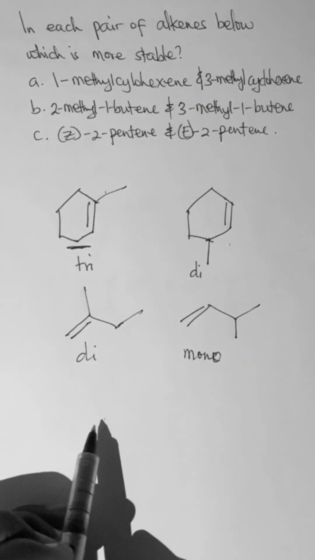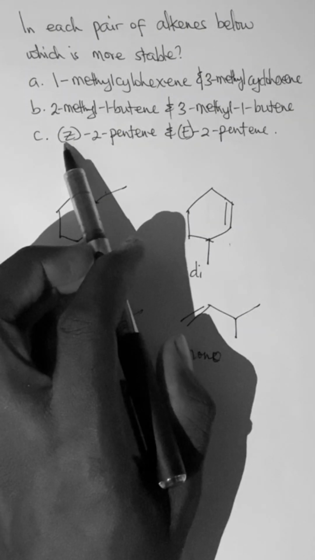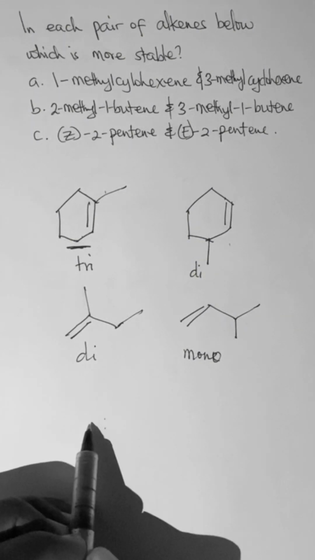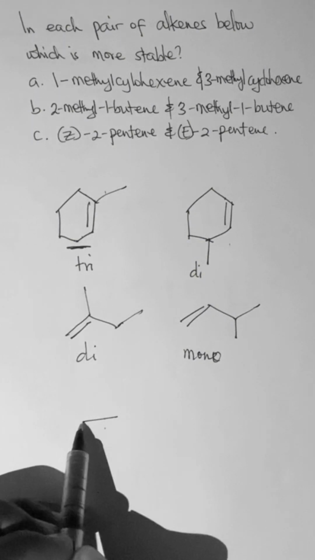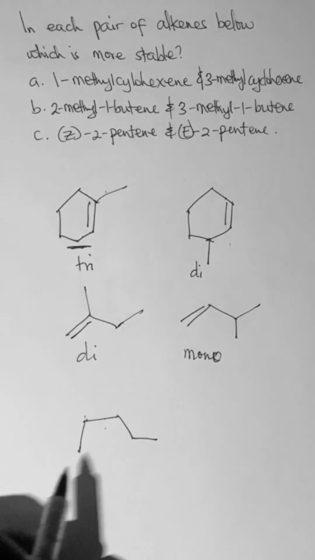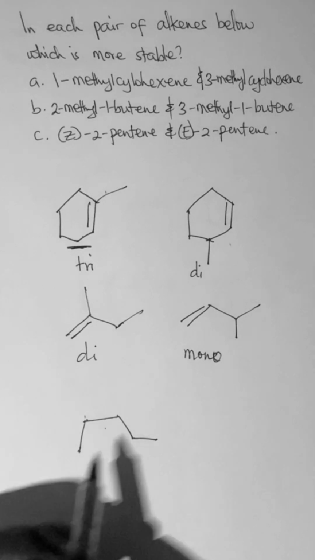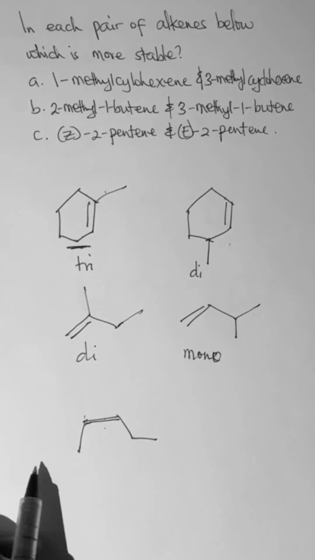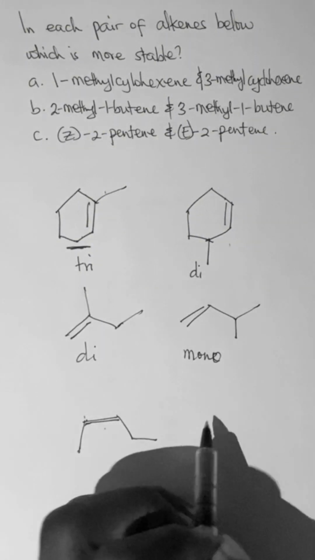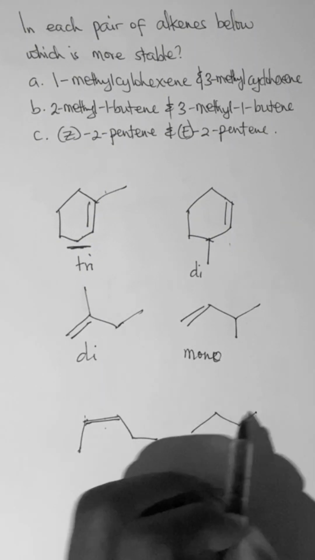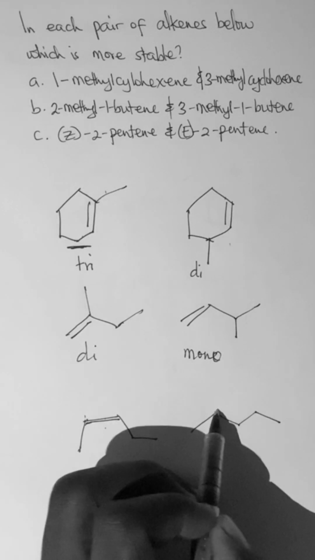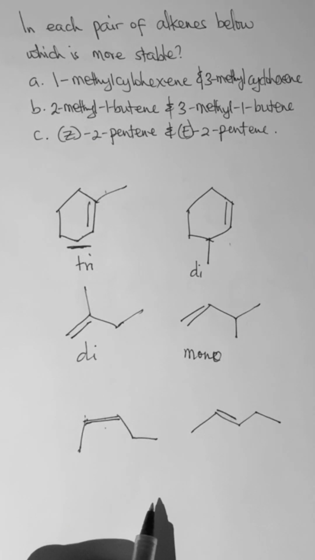And then the last one, which is the C part, it says Z-2-pentene. So let's draw Z-2-pentene. 1, 2, 3, 4, 5. So this is Z-2-pentene. And then we also have here E-2-pentene. 1, 2, 3, 4, 5. So this is Z-2-pentene, and this is E-2-pentene.